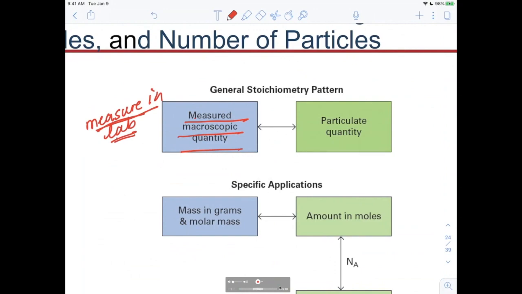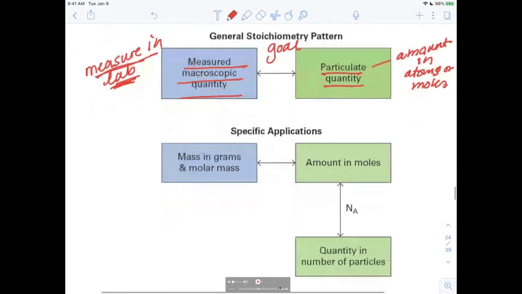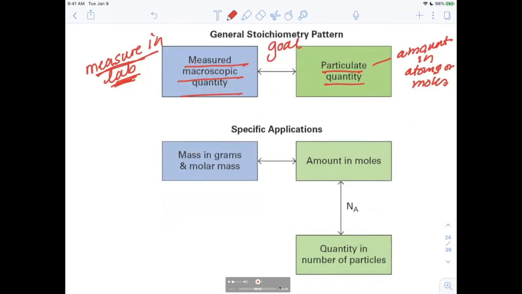If your goal is to go from that measurement, the number you got and the unit, and you're planning to convert that to a particulate quantity, particulate refers to the amount in atoms or moles, then this is of course your goal, right? Then what you want to do is take your mass in grams, if this is your starting point. Once again, the mass in grams is something that you can actually measure in the lab.